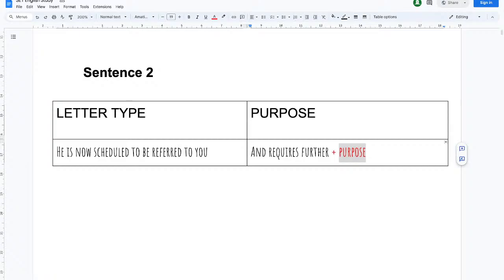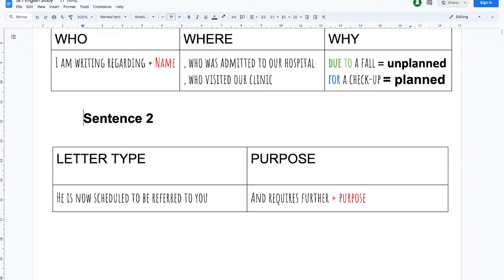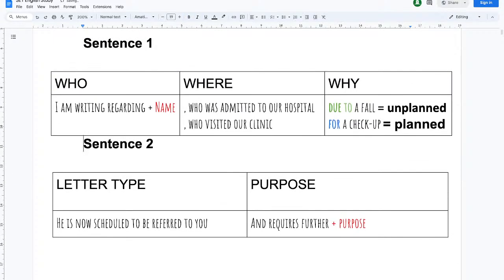Now, I'm going to do a quick test. Okay? So guys, look. Let's put these two together now. Okay? Let's put these two together on the screen.